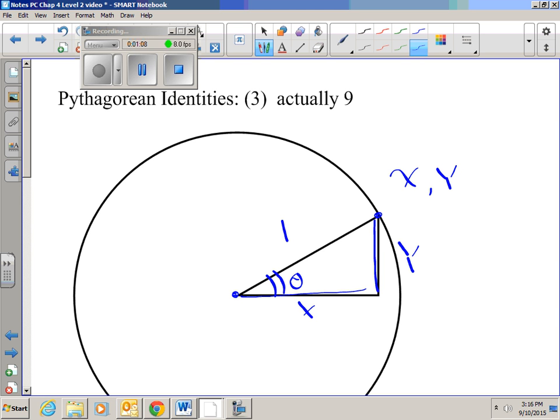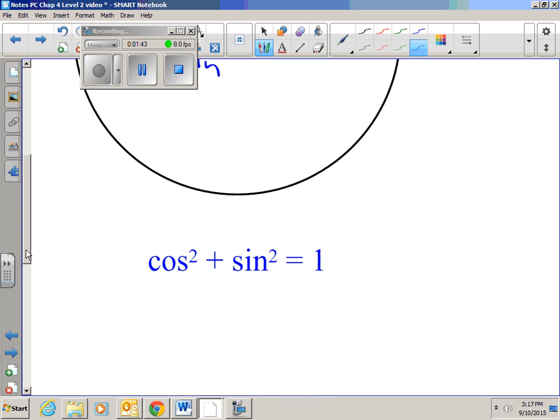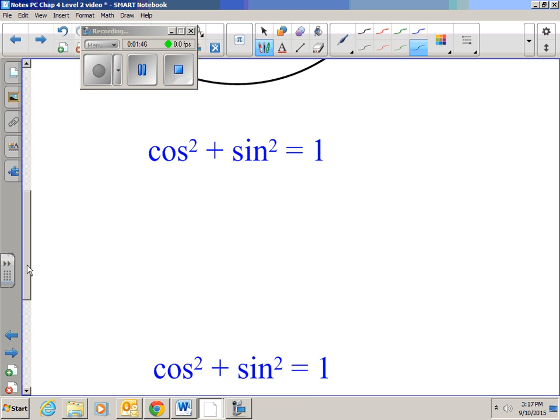So we know that x squared plus y squared is equal to 1 squared, which means x squared plus y squared is also equal to 1, because the square root of 1 is 1. Now, we also know that x, of course, is cosine, and y, of course, is sine. So, therefore, on the unit circle, cosine squared plus sine squared is equal to 1. And that is our most important, our basic Pythagorean identity.